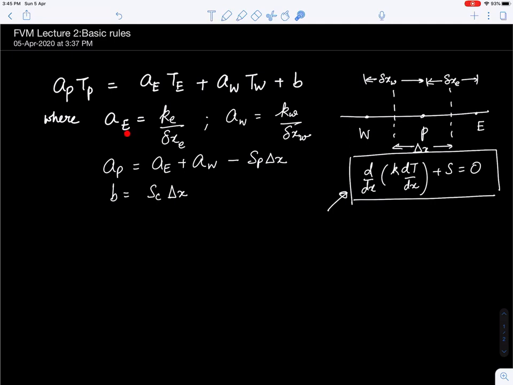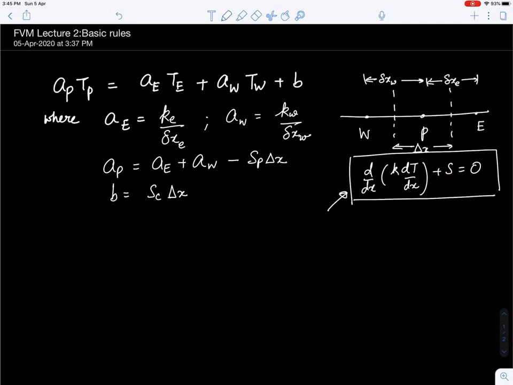And what we came across during this process was that these coefficients AP, AE, and AW are actually dependent on the interface conductivity. So here KE and KW, and AP, which is the coefficient of the nodal value on the node P, can be written as AE plus AW minus SP delta X, where we have used the concept of linearization of the source term S.